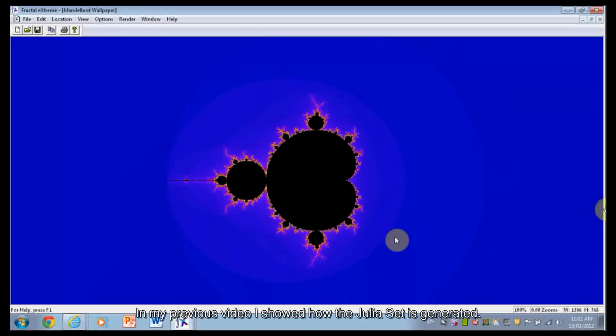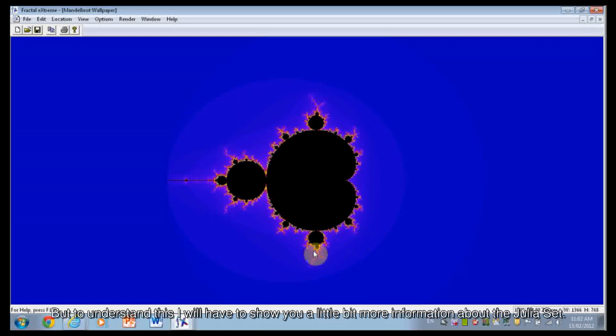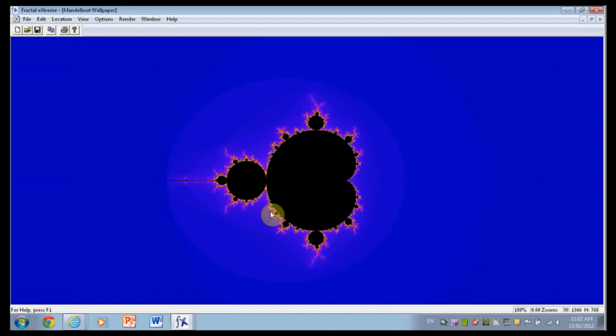In my previous video, I showed how the Julia set is generated. You saw that there is an infinite number of Julia sets. The Mandelbrot set is created from Julia sets. But to understand this, I will have to show you a little bit more information about the Julia sets.